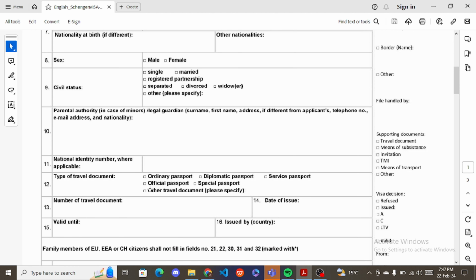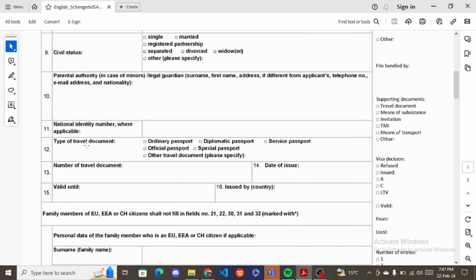Number 11, national identity number where applicable. For those of you applying from Nigeria, of course, we have the national identity number, which is your NIN. Just write that here. Number 12, type of travel document. Most people use the ordinary passport, but if you have the diplomatic passport, service passport, whichever one suits you, you tick. But most people use the ordinary passport.